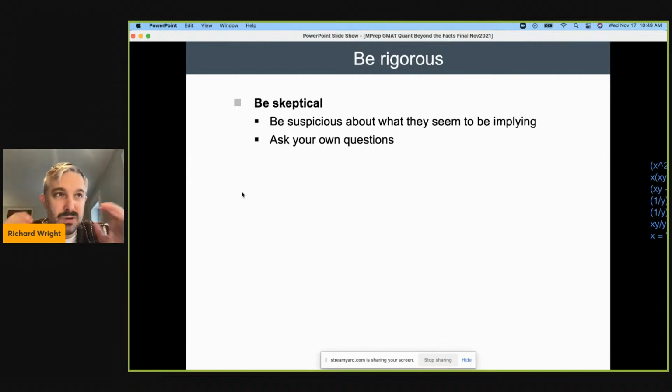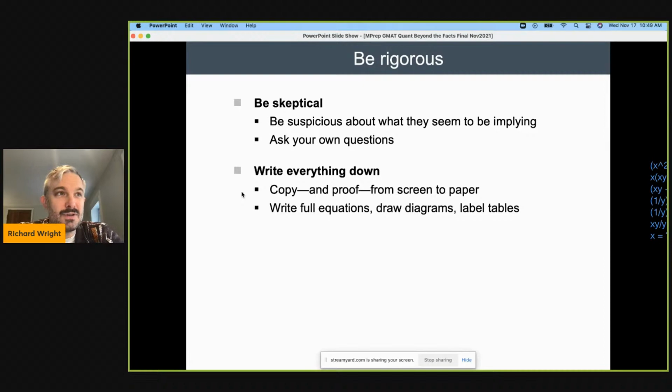Don't just blindly charge in and be like, oh, this is really complicated. Stop, think about it, identify what the moving pieces are, and identify how you can make life easier for yourself by being skeptical of the way that the information is presented to you.